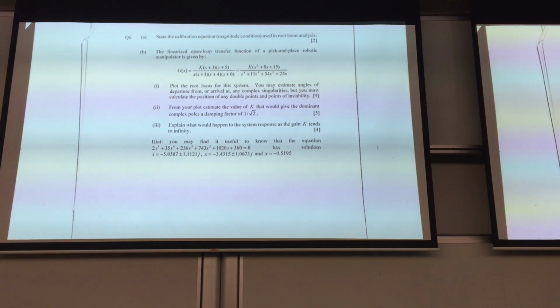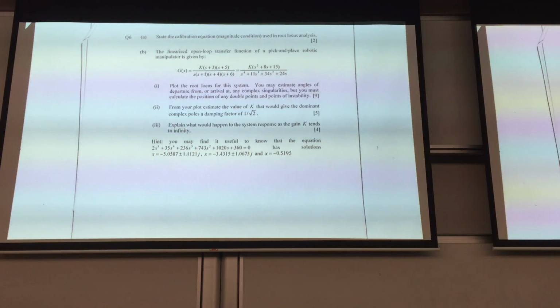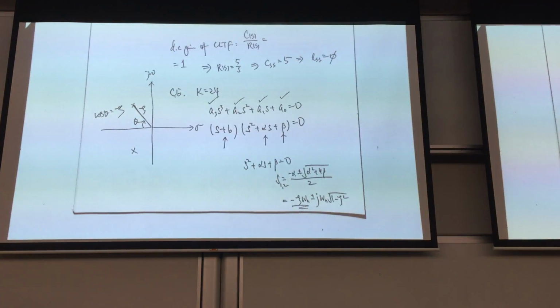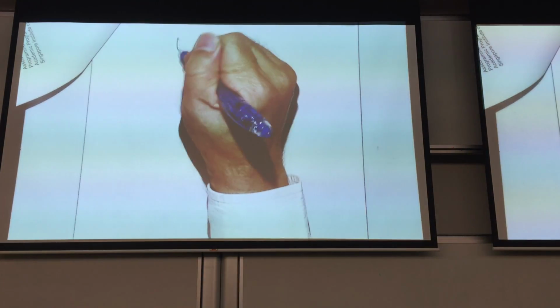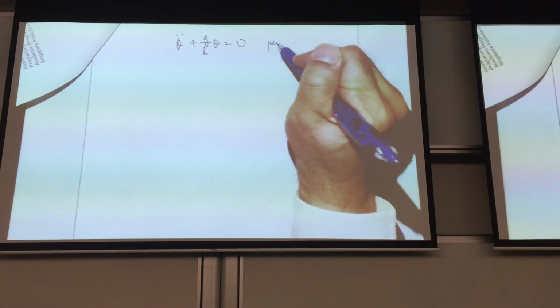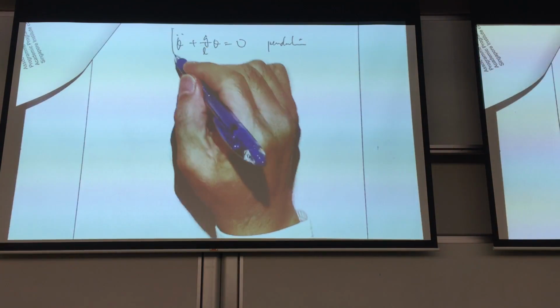As a result, you have a linear model. If you remember, the linear model of your pendulum is theta double dot plus g over L theta is equal to 0. This is a pendulum. Okay, remember that?